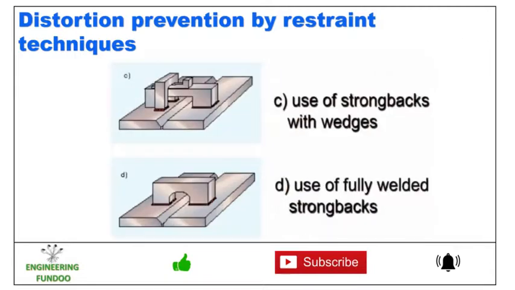Then distortion prevention by restraint technique also means we can use strongbacks with wedges. You can see here we have some kind of wedges, and we can use fully welded strongbacks, meaning this part is welded with these two plates so that we can do the welding in between. Similarly here also we have two parts welded, and we have used a wedge in between so that we can do the welding along the line.